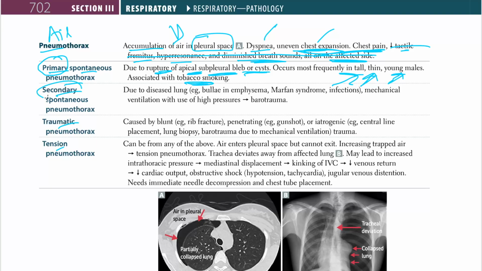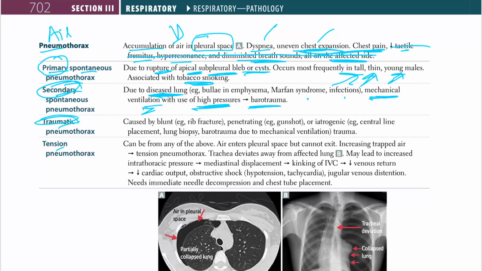The secondary spontaneous pneumothorax is due to diseased lung, for example, bullous emphysema, Marfan syndrome, infection. You already have a diseased lung. So in that you can develop a secondary pneumothorax because of those diseases, and mechanical ventilation with use of high pressure can lead to barotrauma. So when you use mechanical ventilation in these patients, it can cause barotrauma.